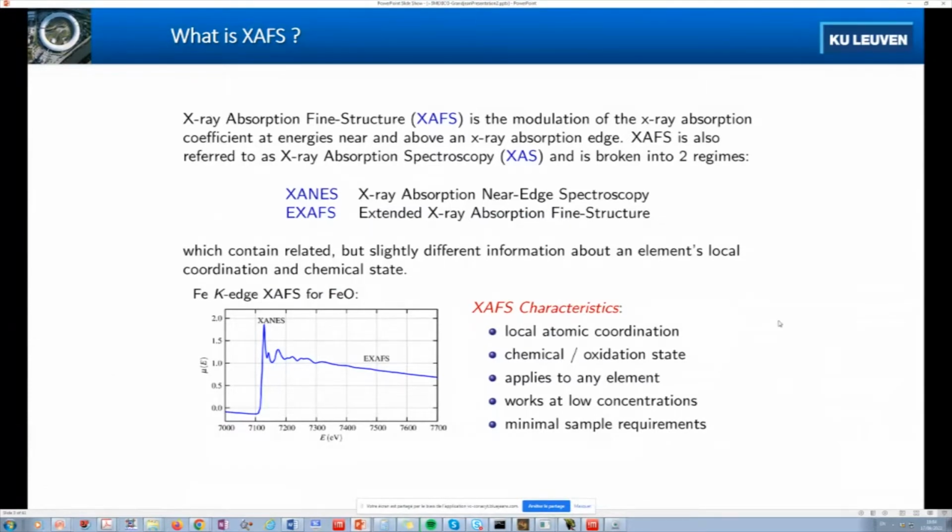So in general, EXAFS characteristics: you get information such as local atomic coordination and chemical oxidation state. The good thing is that it applies to any element and is also specific for each element because each element has its own edge, of course. And it works at low concentration, with minimal sample, so it's a good technique.